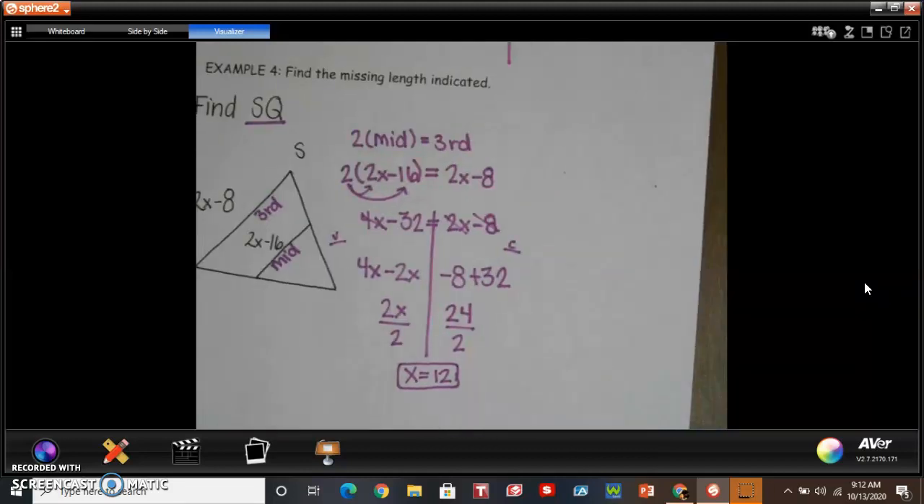Let me get a different color for this. Ooh, I like this rust color.